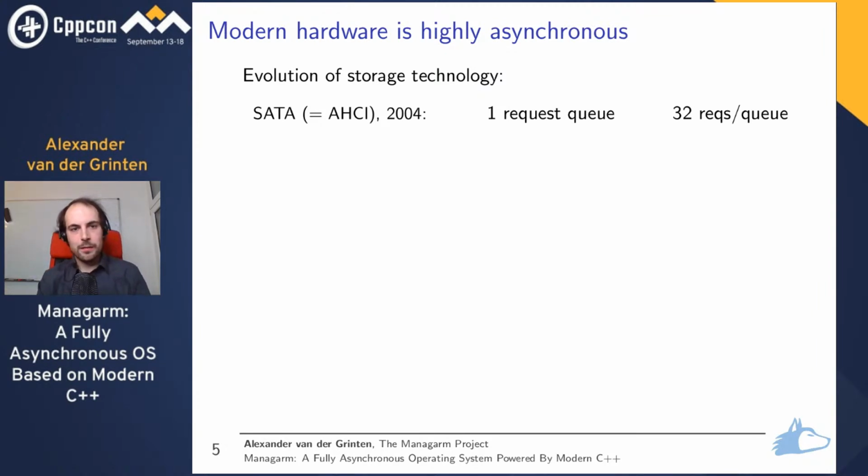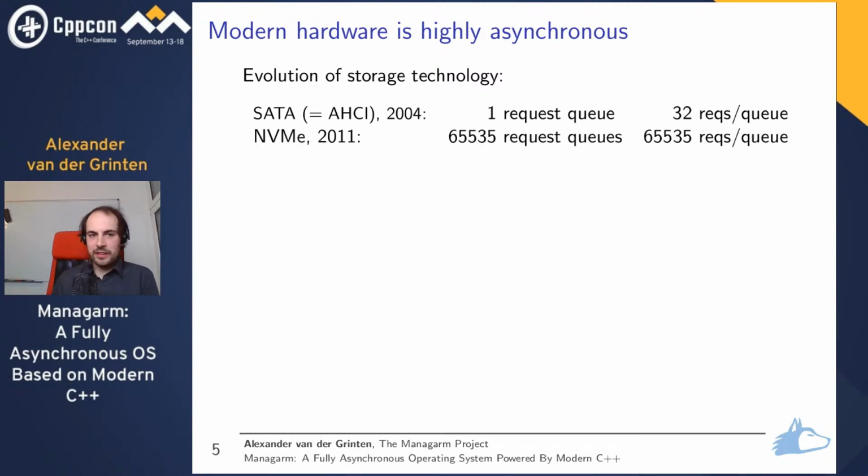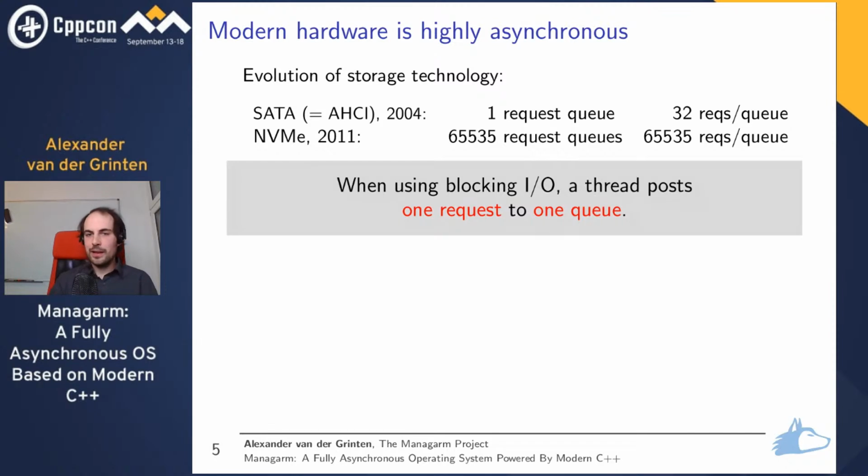So far, so good. Now, what happened 10 years later? Modern devices, which are called NVMe devices, support many more concurrent requests. They support thousands of concurrent requests, at least the high-end products do that. And they can also store many more requests per queue before the OS needs to wait until I/O is finished again. So the crucial point now is that if you're writing I/O in a synchronous way, like we've seen before, then your thread can only post one such request and only to one such queue.